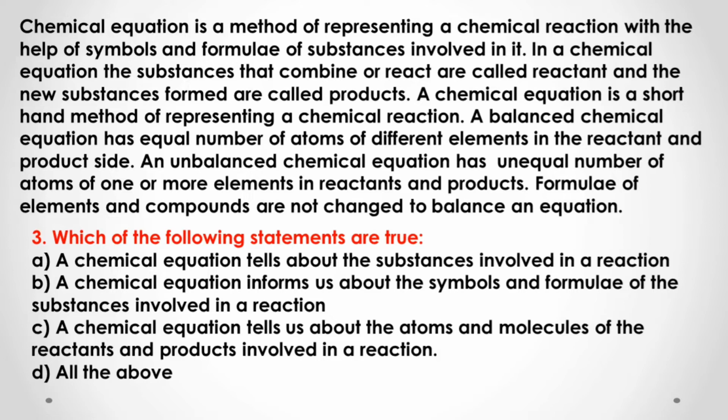Statement B: a chemical equation informs us about the symbol and formula of the substance involved in the reaction. We already know that we represent a simple chemical equation by writing the reactants and products with the help of their chemical symbols or formulae. So it's also true. C: a chemical equation tells us about the atoms and molecules of the reactants and products involved in a reaction. This is also true because from the equation we can understand the number of atoms or molecules of each of the elements in the reactants and products, and we can even identify whether it is balanced or unbalanced, and if it is unbalanced, we go for balancing the equation. So all the 3 statements are true. It means option D, all the above, is the correct answer.